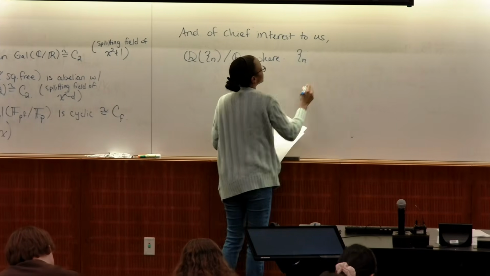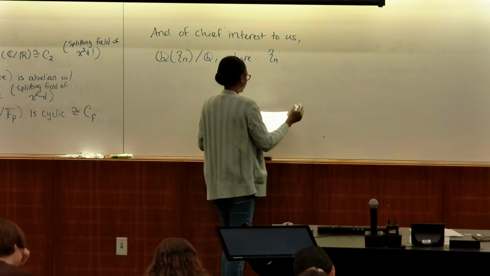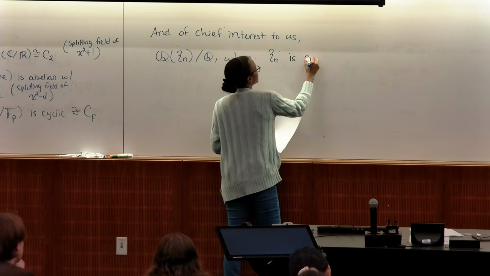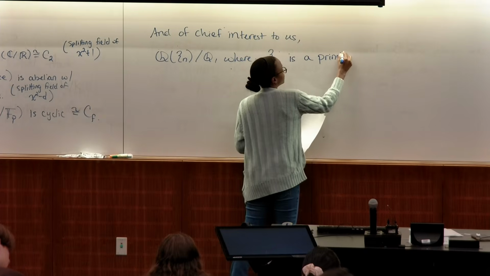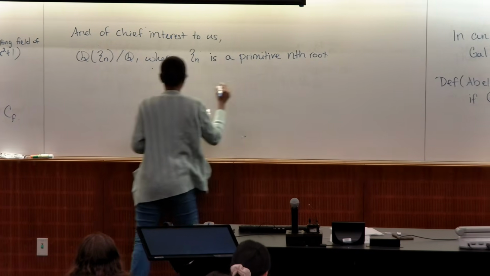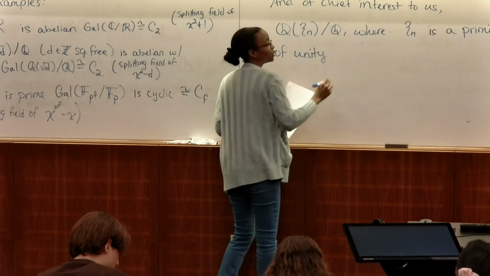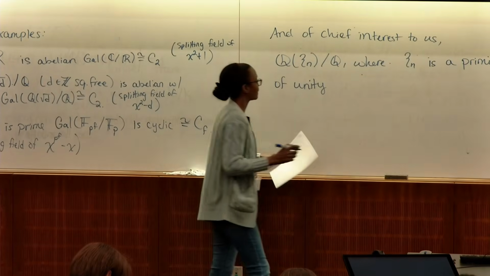I'm going to use, this is my version of a zeta, don't judge. This is zeta sub n. I'm going to use that to denote a primitive nth root of unity. And don't worry if you don't know quite what that means. I'm going to go over that a little bit.